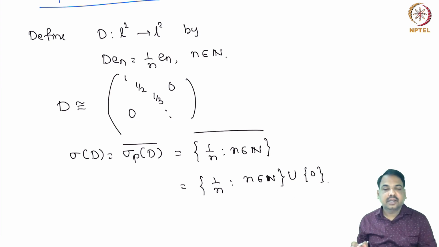Note that this classification of the spectrum, whatever we have defined earlier, is available only for operators, not for arbitrary elements in an abstract Banach algebra or C star algebra.